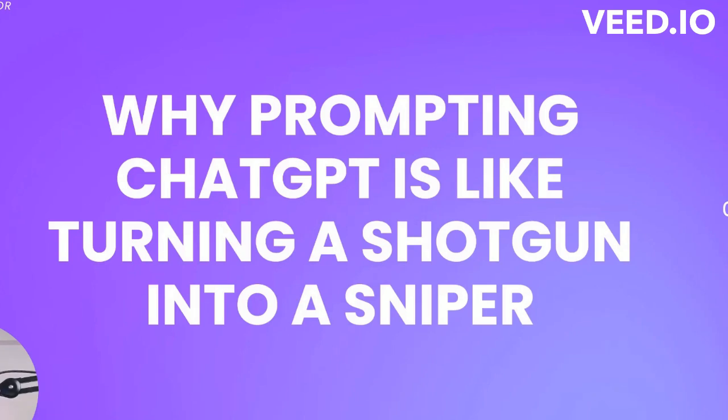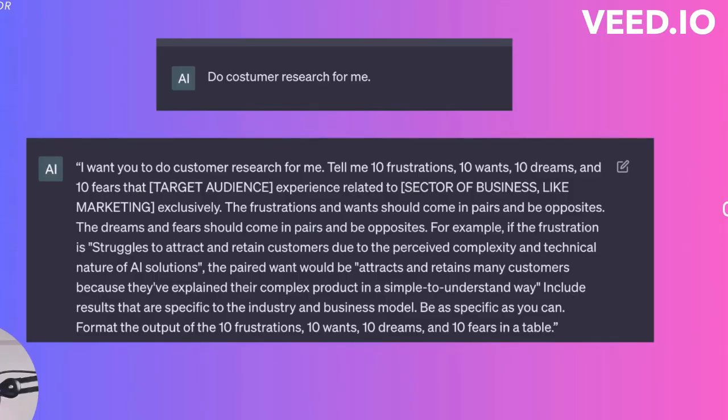And for this, I have used another kind of metaphor, and it's that prompting ChatGPT for me is like turning a shotgun into a sniper. And don't worry, it's not about any violence here, it's just about the basic concepts. So if you look at those two prompts, they seem pretty different, right? So the first one is, do customer research for me. And the next one, I won't read it out. You can just have a look at it. It's quite a lot more detailed.